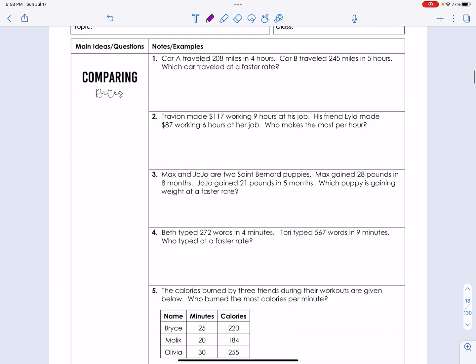So this is page 9. This section does have quite a bit of notes. Okay, it says car A traveled 208 miles in 4 hours. Car B traveled 245 miles in 5 hours. Which one traveled at a faster rate? Okay, so car A is 208 miles in 4 hours. So that's 52 miles per hour.